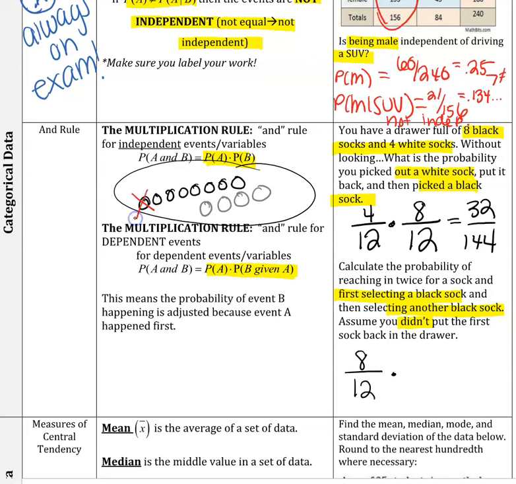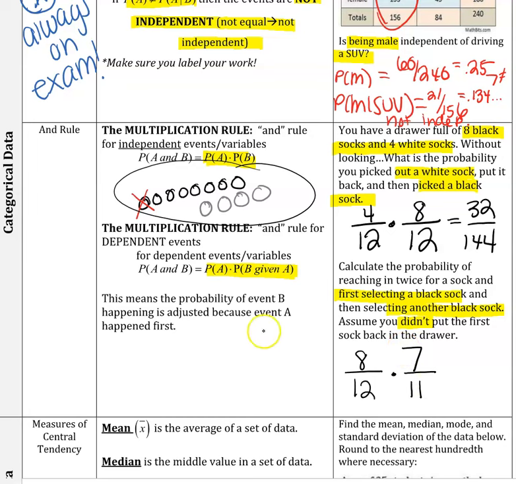So remember, you picked a black sock, so I'm actually going to eliminate black from my drawer. How many socks do you have in your drawer now? And you should say 11. Now, if you're picking another black sock, how many black socks do you have left? Well, remember, you took a black sock out, so it's not in the drawer anymore. That means you have 7 left to pick from, and that's why the second probability is 7 out of 11.